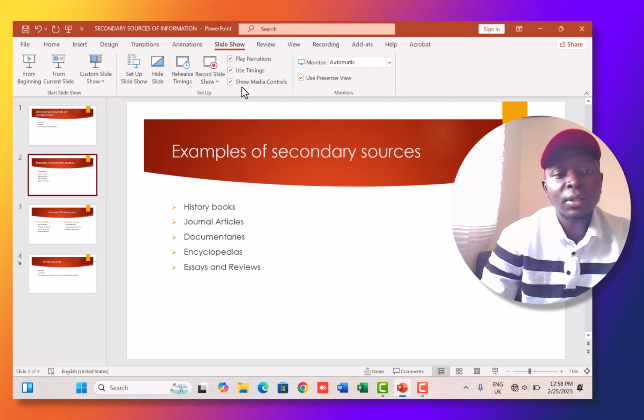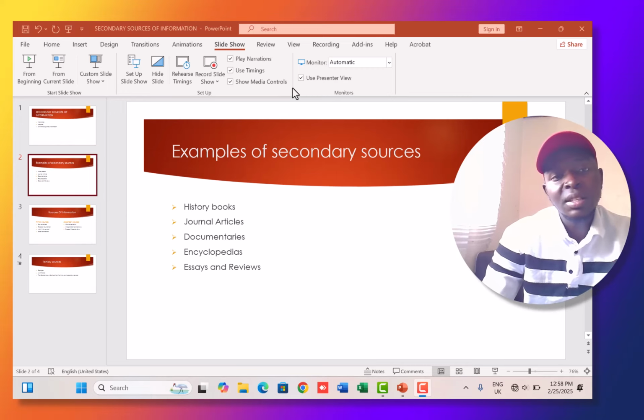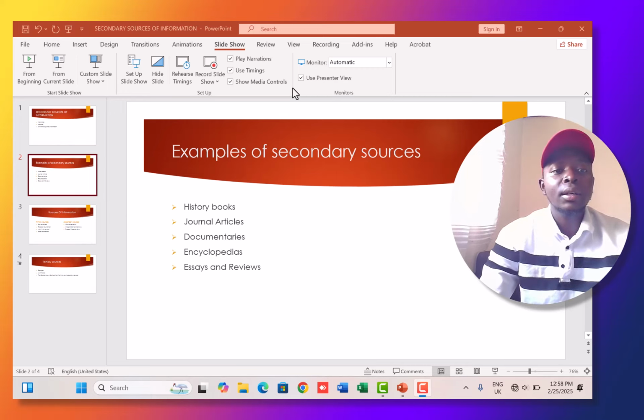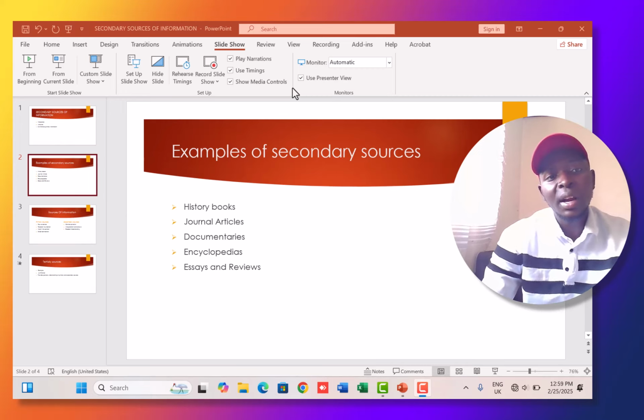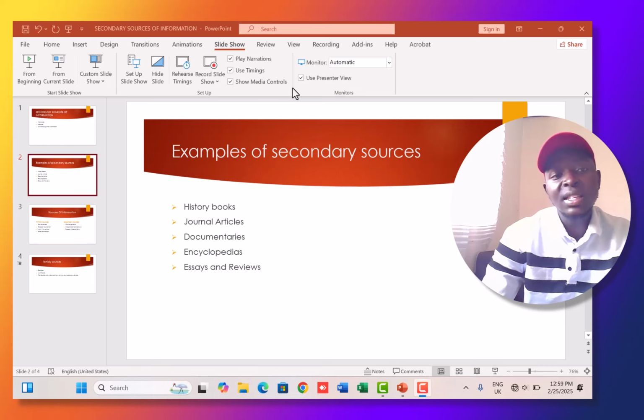Now we have journal articles. This analyzes primary data. This is in the form of, for example, a research paper, say a research paper on scientific experiments. The research paper will be used in analyzing the scientific experiment being carried out.